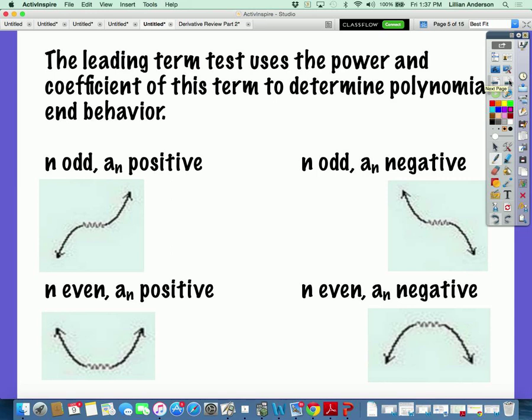So going back to last time. The leading term test uses the power and coefficient of this term to determine a polynomial's end behavior. That's what you guys did in that little investigation activity. That's what we talked about right before we started this lesson. So here are the general rules, okay? When the degree is odd and a is positive, a being that leading coefficient, it's going to shoot up to the right, shoot down to the left. The squiggly basically means that there's something else happening in between your end behaviors, okay?